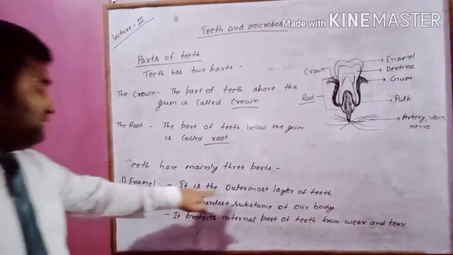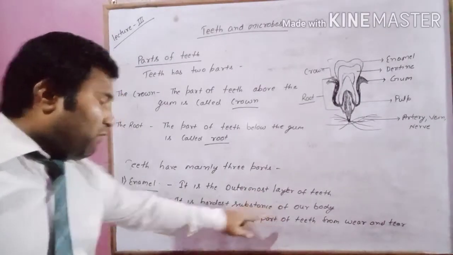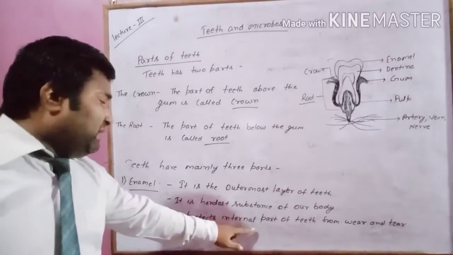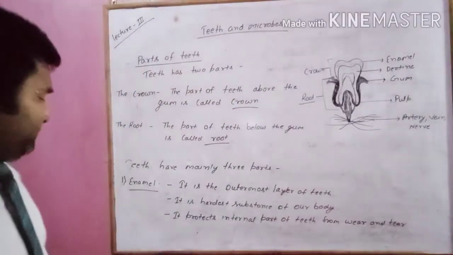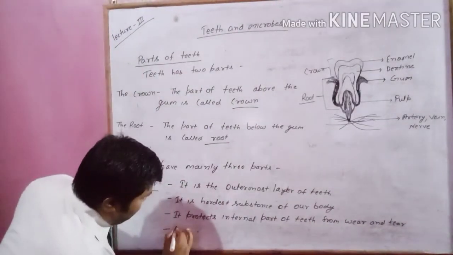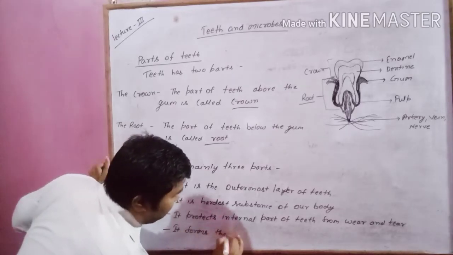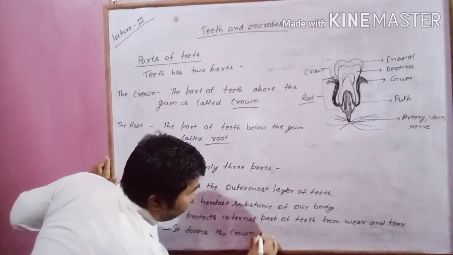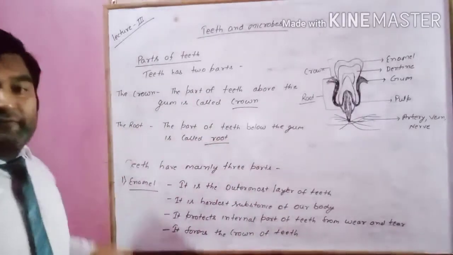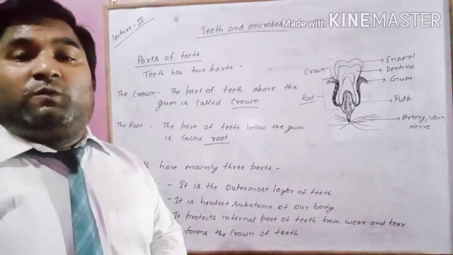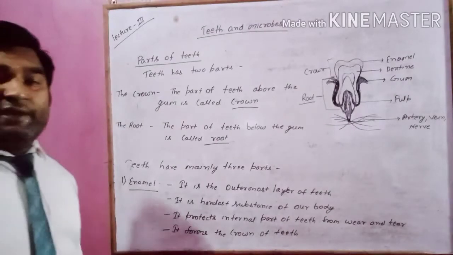So it is the outermost layer of the teeth. It is the hardest substance of our body, and it protects the internal part of the teeth from wear and tear. Next, it forms the crown of teeth. So we know this much about enamel.